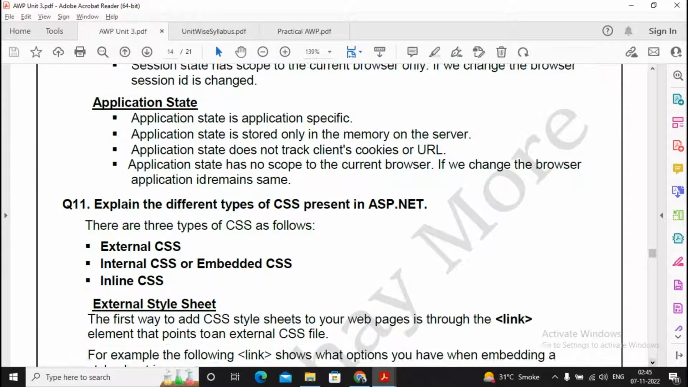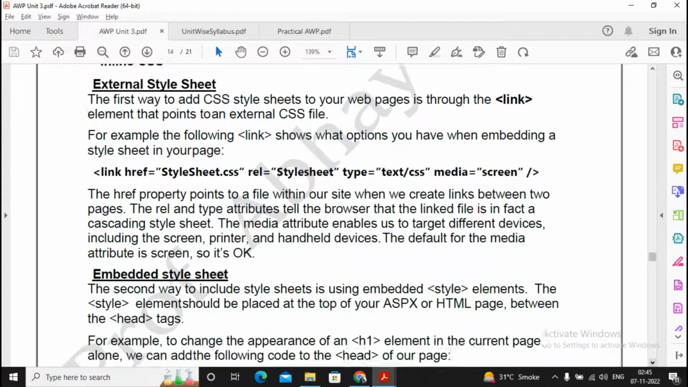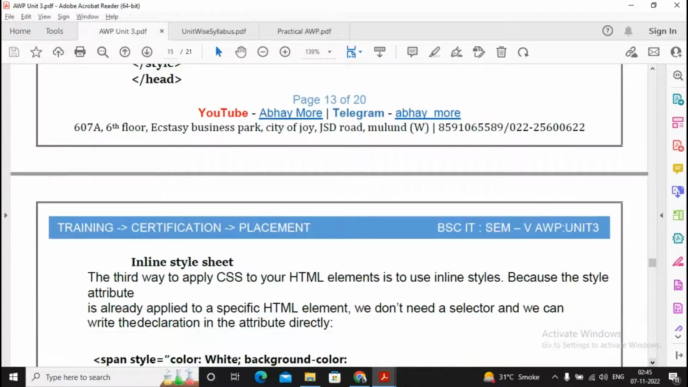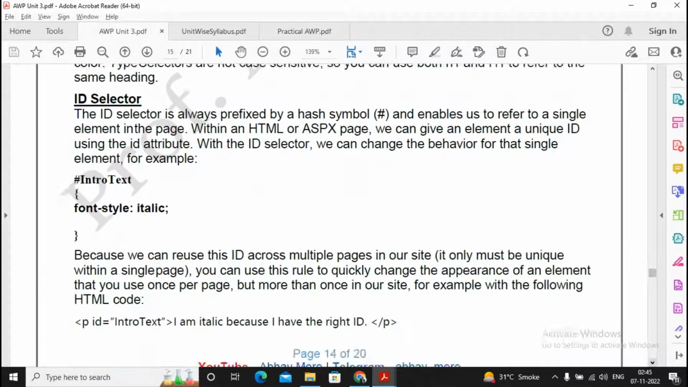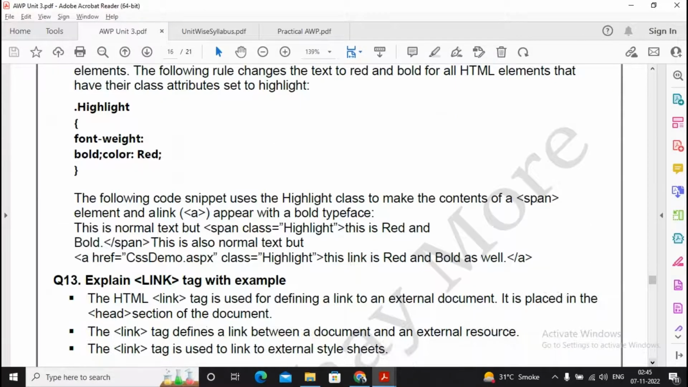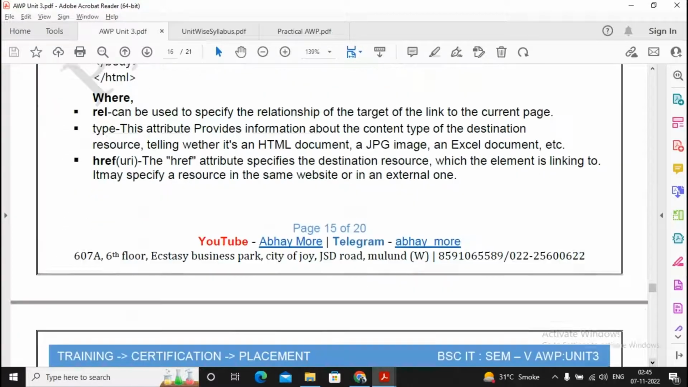Different types of CSS, read it once, it has already been covered in our HTML in semester 2 or 3, I don't recollect when HTML was there. What are the most important selectors present in CSS? You know the star mark, meaning universal; you have the class selector, the ID selector, the tag selector, and the group selector. These are the different types of selectors, read them once. Link tag, read it once.